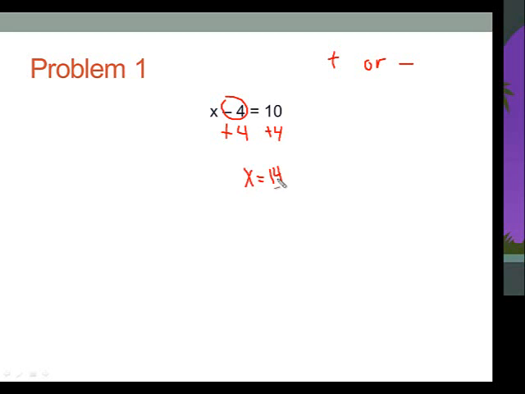But how do we know that's right? We need to check it. So let's check it over here. We plug in 14 for x. 14 minus 4 equals 10. And if we do 14 minus 4, that's 10. And how you know it's right is when you get two numbers that are the same. So this is the answer: x equals 14.